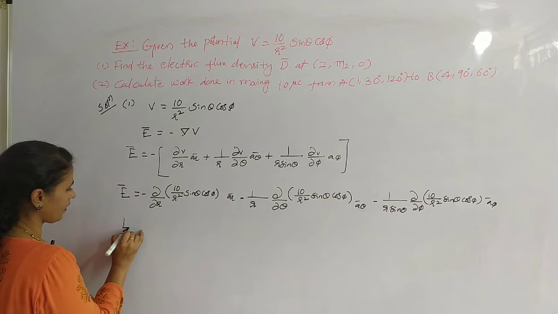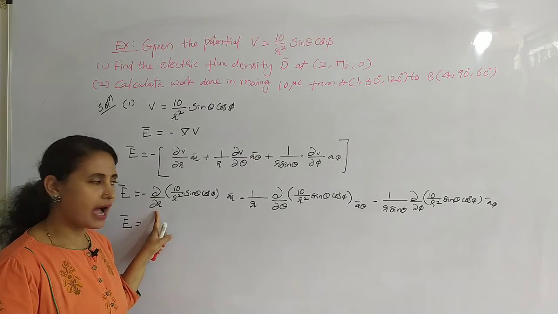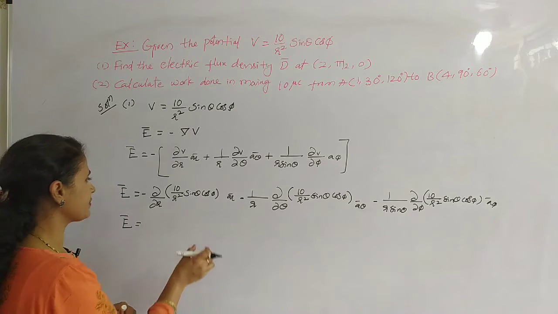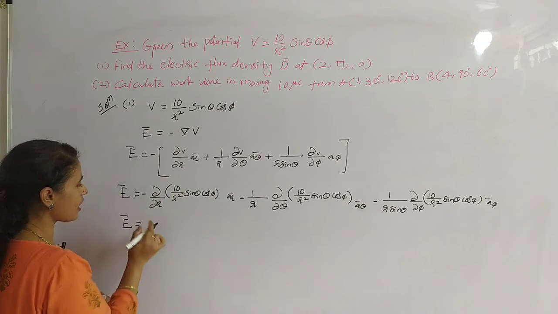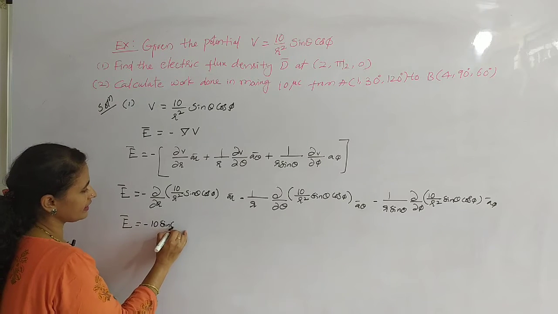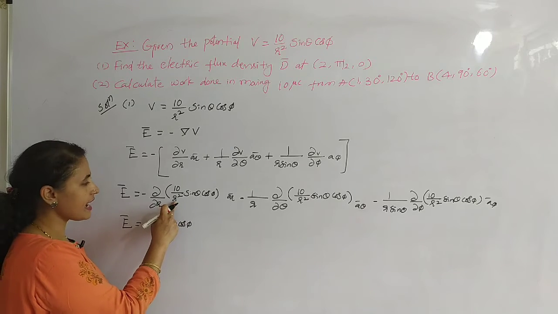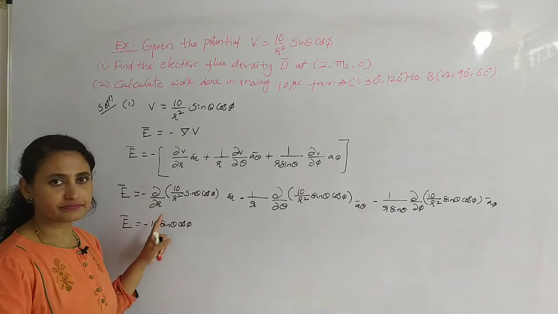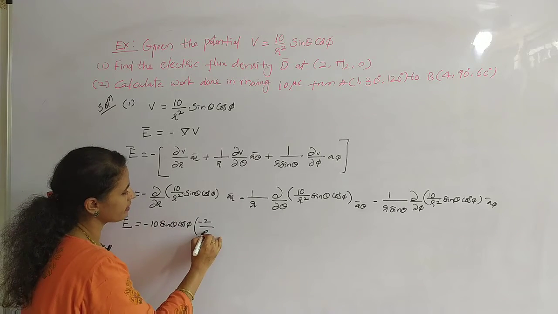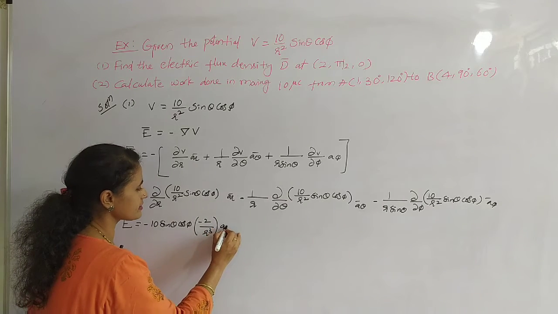Let us simplify. E bar is given by, here we are supposed to differentiate with respect to r. So except the r, all the remaining terms are treated as constants. Taking all the remaining terms out of this differential term, this is minus 10 sin theta cos phi, all the constants, and what is left is r square, means 1 by r square. The differentiation of 1 by r square is minus 2 by r power 3. A r as it is.